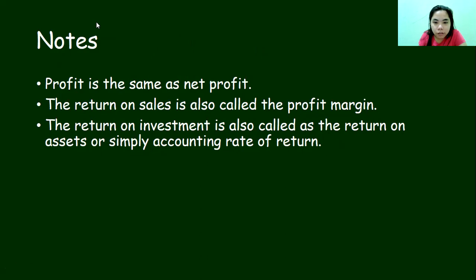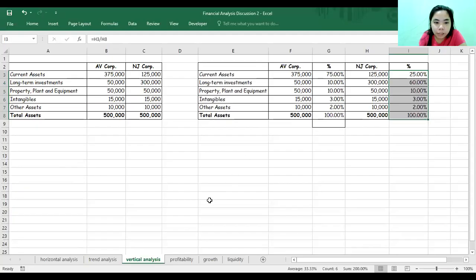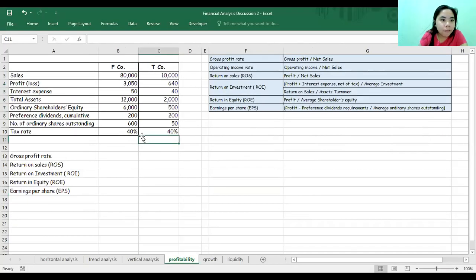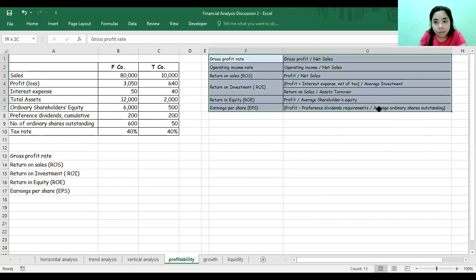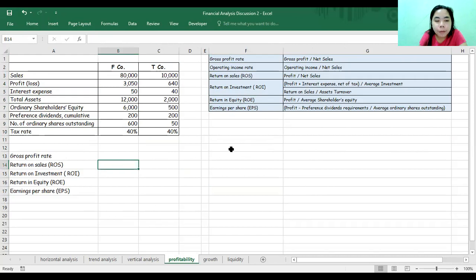So let's go to our profitability. You have here two different entities, F company and T company. They have here the data for their sales, profit, interest expense, total assets, ordinary shareholders equity, preference dividends, cumulative, number of ordinary shares, and tax rate. I also have here a copy of the formulas, so we don't have to go back and forth to our PowerPoint.